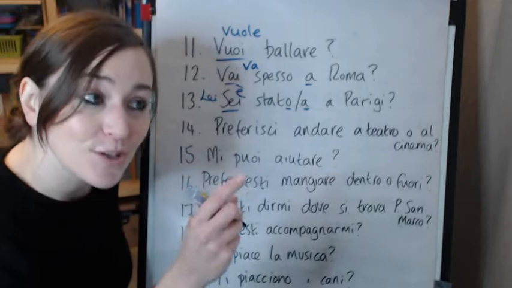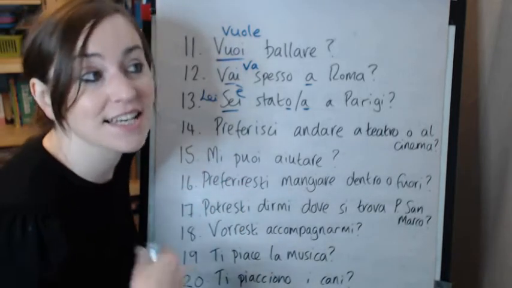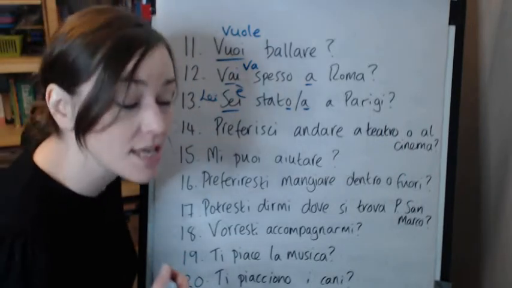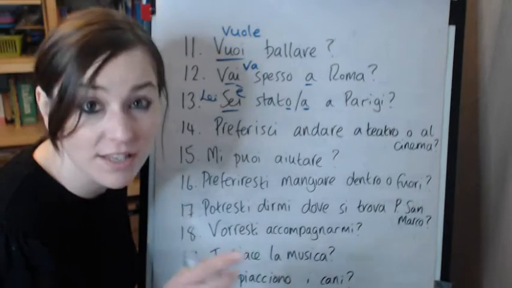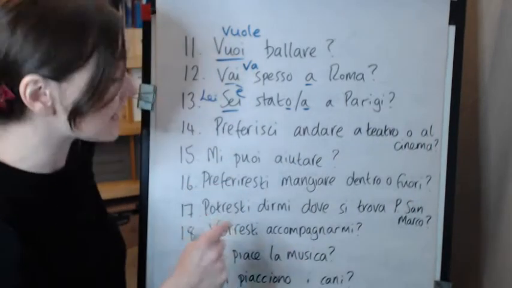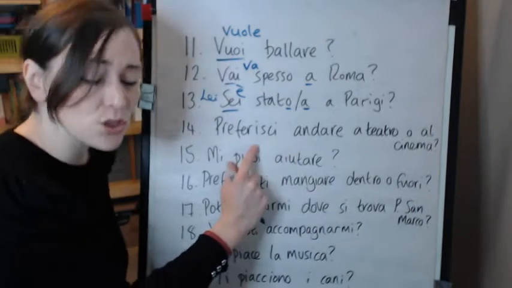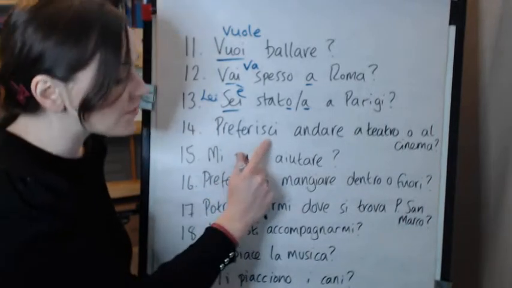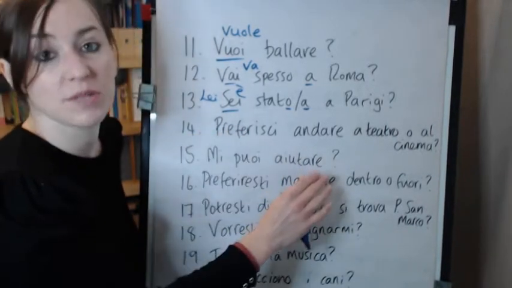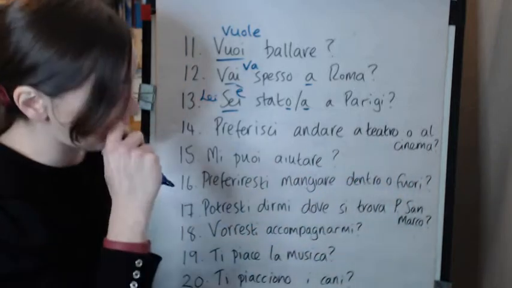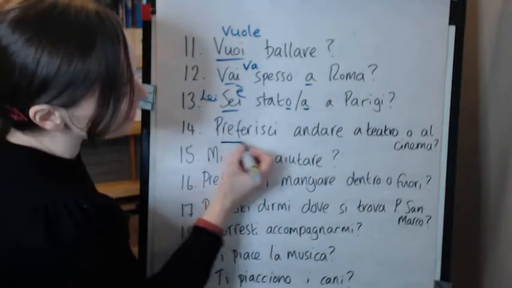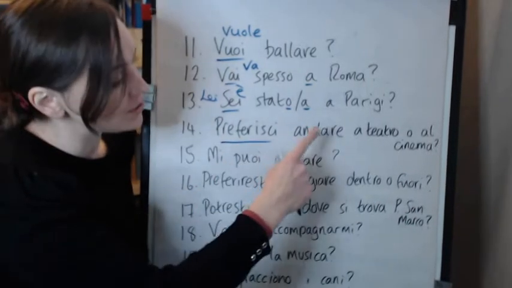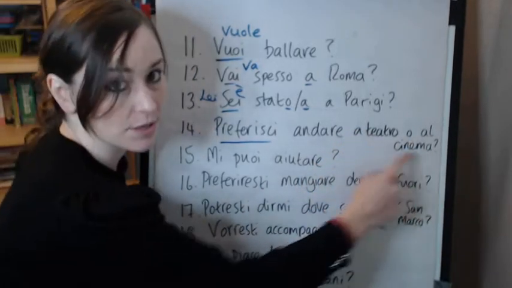Preferisci, this verb, is another verb that functions like sapere or volere or potere or what's the other one? Dovere. They can be followed by an infinitive, as is the case here. Preferisci andare? Do you prefer to go to? Again, you don't need to translate do in English. Preferisci, you prefer, at the beginning of a sentence with your intonation up at the end. It's a question, okay? Preferisci andare a teatro o al cinema? Do you prefer to go to the theatre or to the cinema?